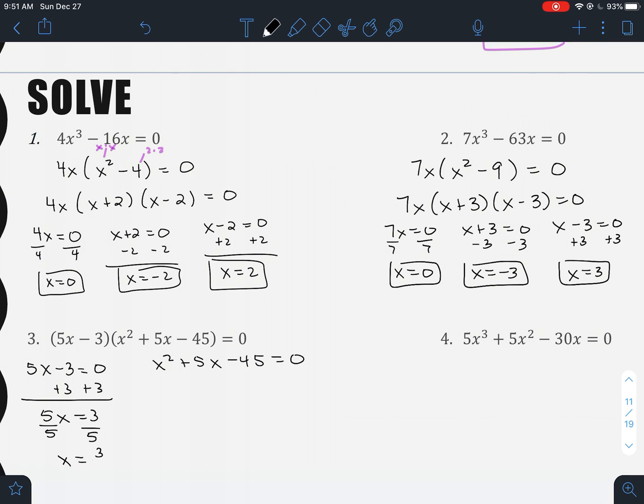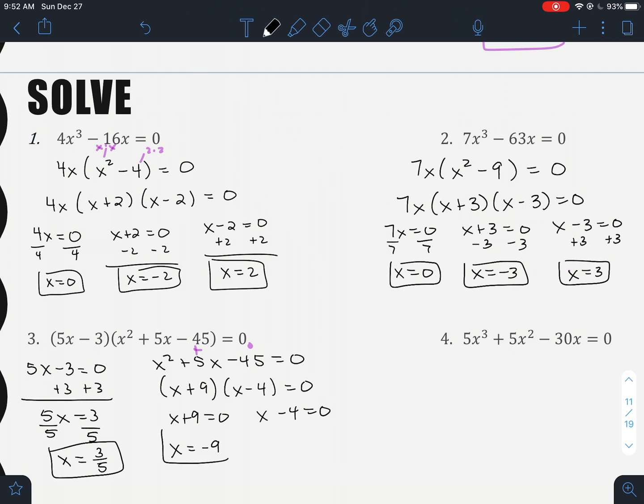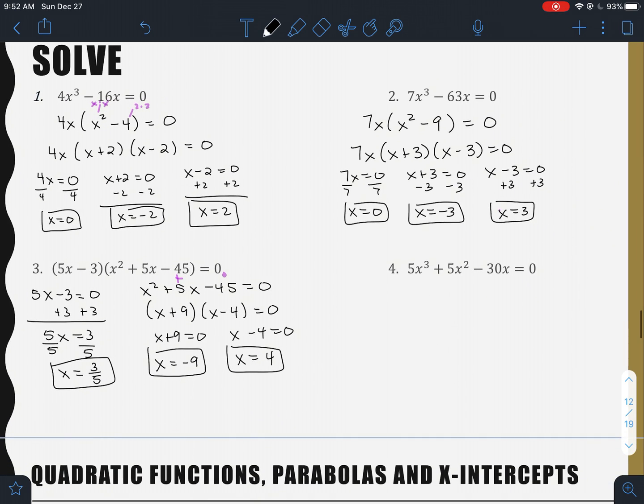To solve this one, we would add the 3, and we would get 5x equals 3. Divide by 5, divide by 5. And so one possible solution is x equals 5/3. On the other one, we're going to have to factor it. So can you multiply to negative 45 and add to positive 5? That would be x plus 9 and x minus 4 equals 0. So either x plus 9 is equal to 0 or x minus 4 is equal to 0. So your other two solutions are x equals negative 9 and x equals positive 4.